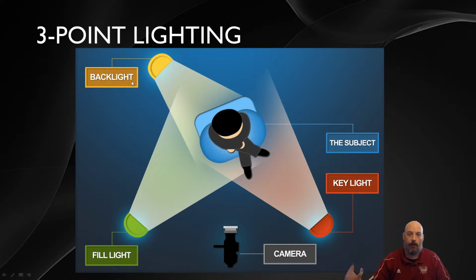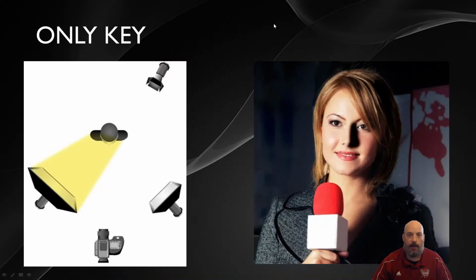And then we're going to have another light behind them that's going to do some lighting over their shoulder and the top of their head. And this is the backlight. And the backlight is going to be used to help to separate your subject from what is behind them. So let's take our 3-point lighting and put it into effect.